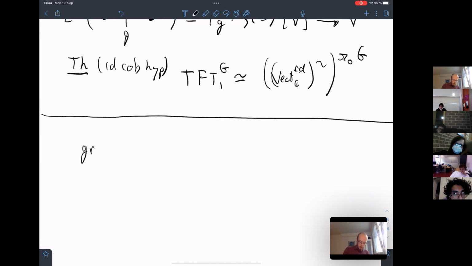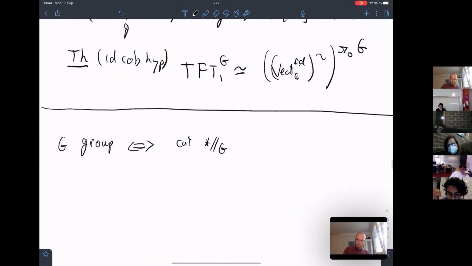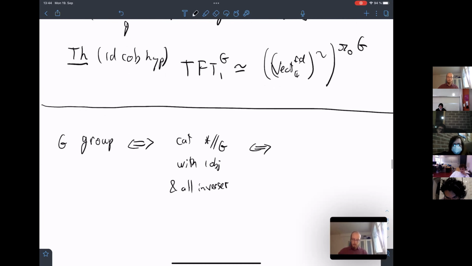I already used quite a couple of times the fact that a group is equivalent to a category, which I denoted like this, with one object and all inverses. Or I can equivalently see it, as I sort of indirectly already did, by saying it's a monoidal 0 category, a monoidal set G with all inverses.